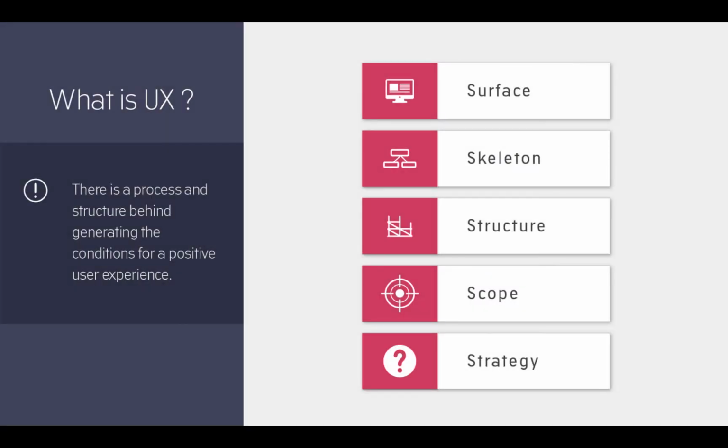And while UX isn't strictly a science, there is a process and a structure behind generating the conditions for a positive user experience. The methodology or the process was first developed by Jesse James Garrett, and they're known as the 5 planes of user experience. And they are strategy, scope, structure, skeleton, and surface, with strategy being the most abstract and surface being the most concrete. So strategy represents the business goals, the initial idea, why you want to build a product in the first place. And the surface represents the finished product.